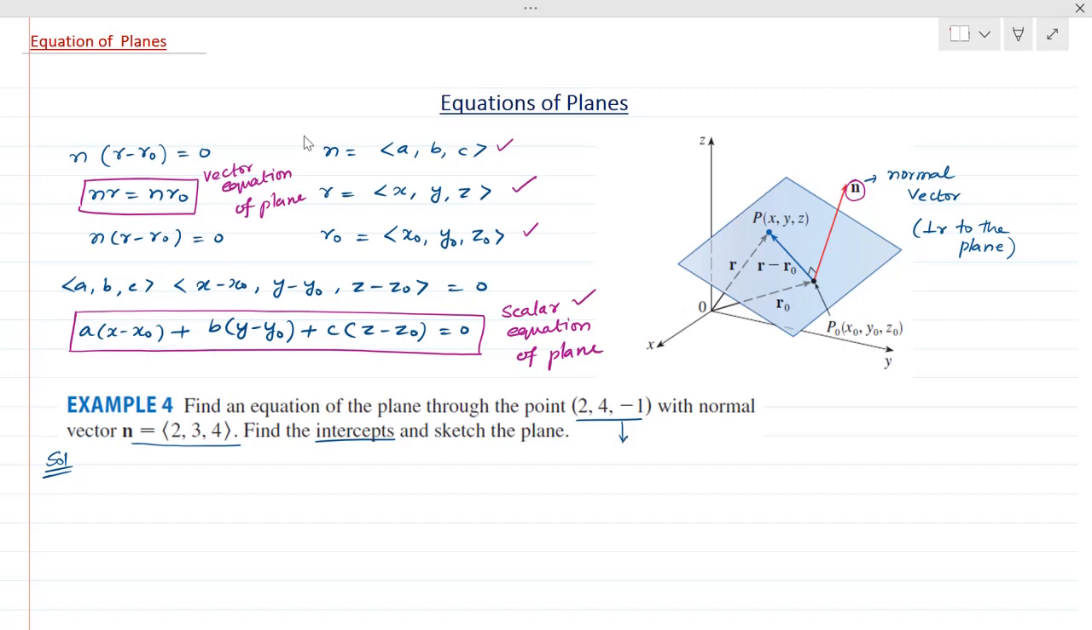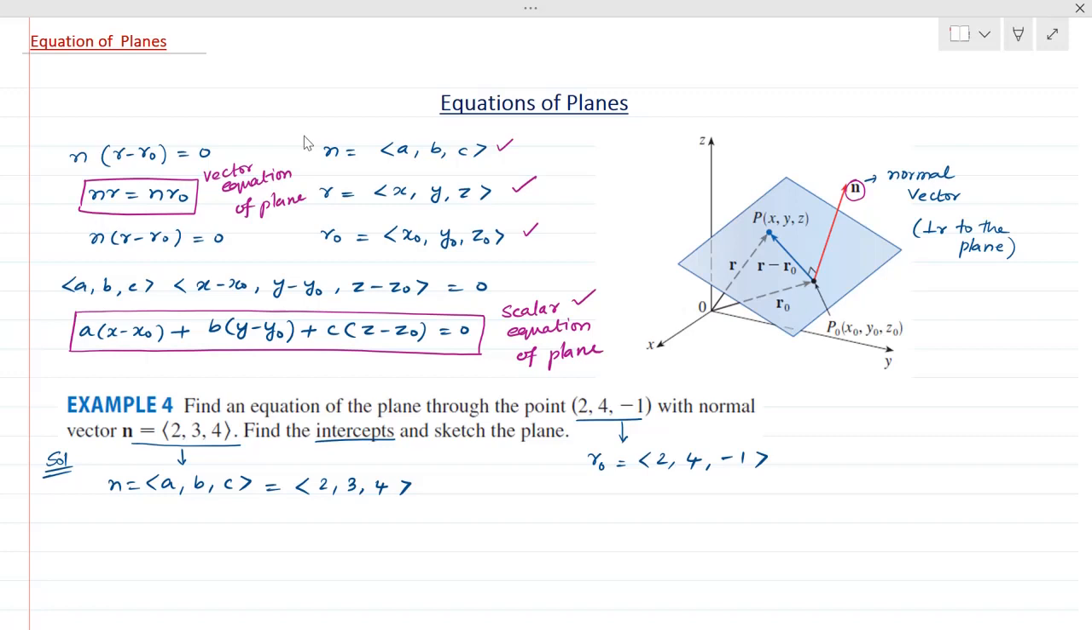The r naught value is given by 2 comma 4 comma minus 1, and this is the n cap, the normal vector a, b, c. So this is the a, b, c which is given. A comma b comma c, the normal vector n, is given by 2 comma 3 comma 4. Now I will calculate the scalar equation of a plane.